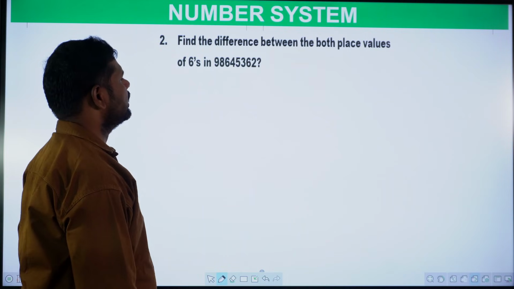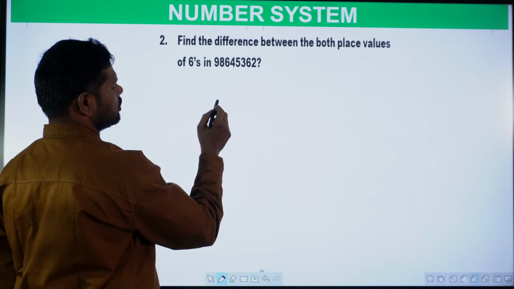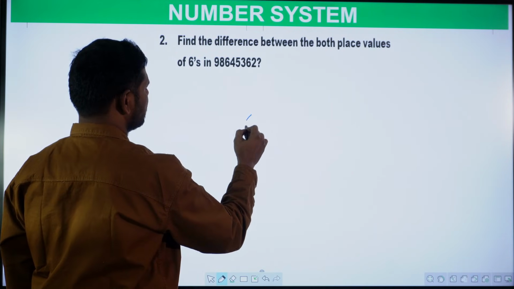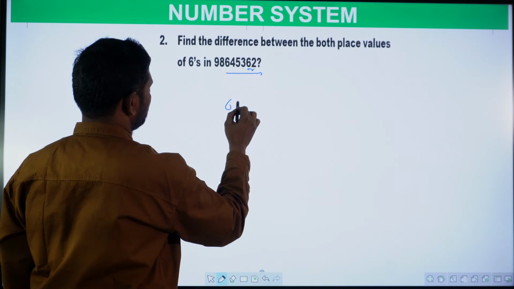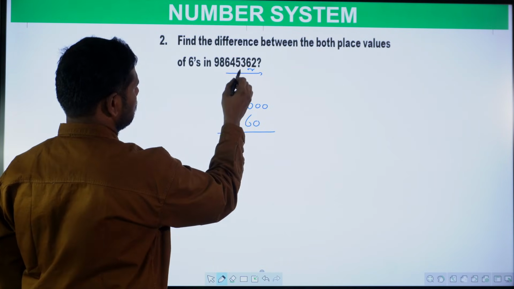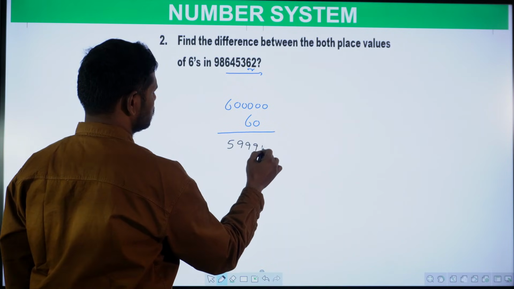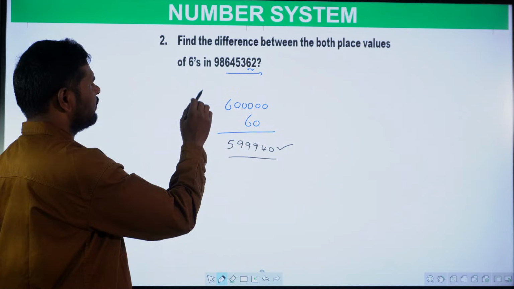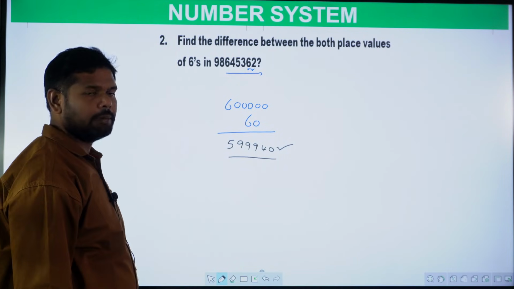Next, find the difference between the two place values of 6 in a given number. Place value means replace the rightmost digits with zeros. Here one place value of 6 is 60, and the other place value of 6 is 6 followed by 5 zeros. So 6 lakhs minus 60 gives 5,99,940. This is the concept. Simple. So we find the difference between the place values of both sixes present in the given number.